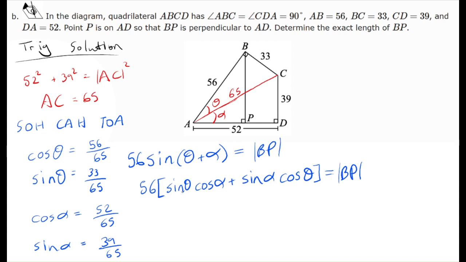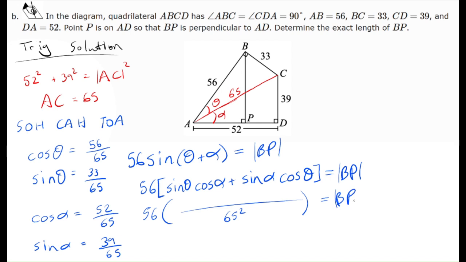And yeah, we can sub in that sine theta is 33 over 65, cos alpha is 52 over 65, and so on and so forth. So let's go ahead and do that. Let's change it back to the normal brackets. And we know that the denominator is going to be 65 squared, right? Because we're multiplying 65 times 65 in the denominator. So we can just leave the denominator to be 65 squared.